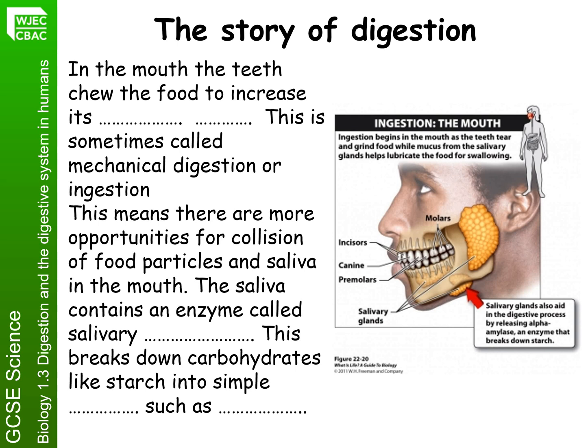Right, okay, if we have a look now at the answers for this page. So in the mouth, the teeth chew the food to increase its surface area. This is sometimes called mechanical digestion or ingestion. This means there are more opportunities for collision of food particles and saliva in the mouth. The saliva contains an enzyme called salivary amylase. This breaks down carbohydrates like starch into simple sugars.